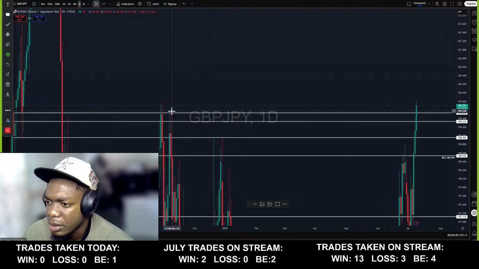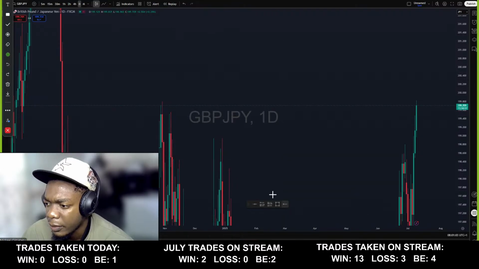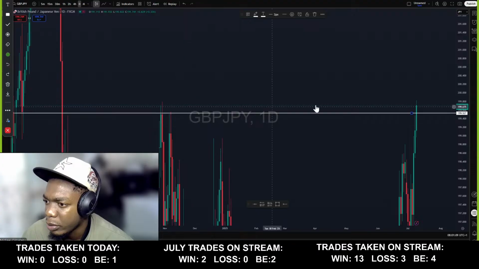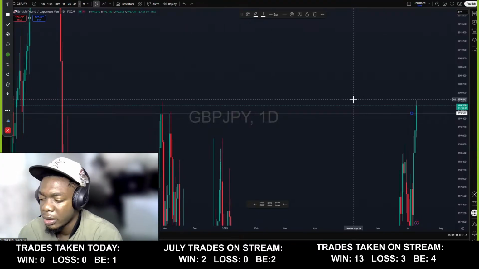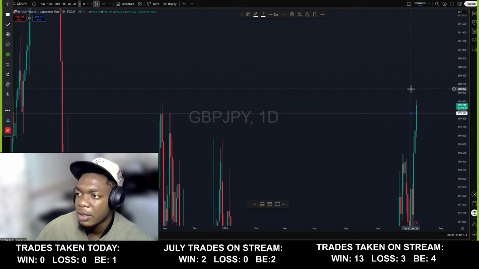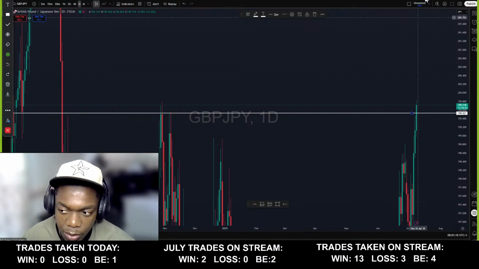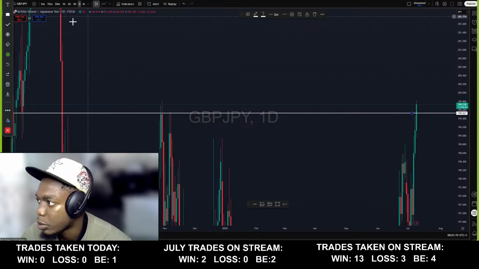Okay, still closes above this level. Let's remove everything first. Still closes above, but the current candle has broken above. That's even broken above this level. So if this is an impulsive move, we can anticipate a bullish continuation for price to keep pushing upward, if that makes any sense.